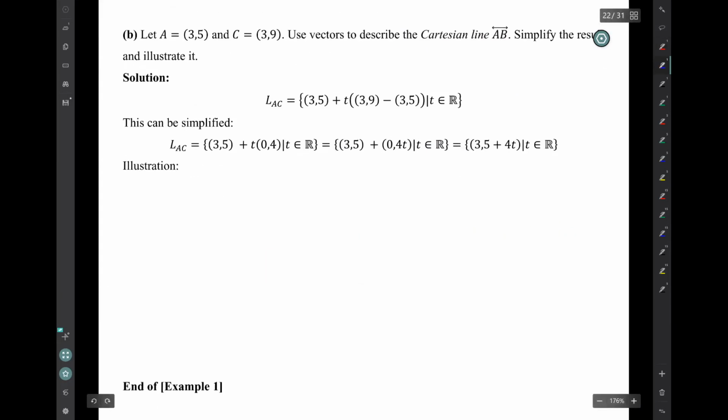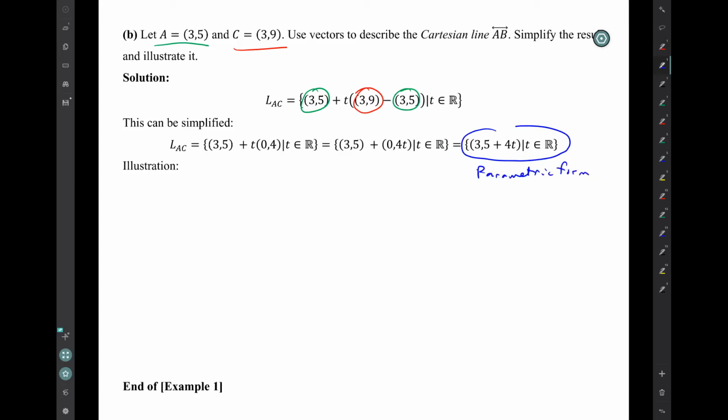Example B. Let A again be this point 3, 5, and this time let C be this point 3, 9. Use vectors to describe Cartesian line AC, and simplify the result and illustrate it. Well, we just build that same kind of form. There's our point A, and there's our point C, interpreted as vectors, and we build that expression and we're done. That's the Cartesian line expressed using vectors. Now we can simplify that to a parametric form, and we can illustrate this as we did in the previous example.